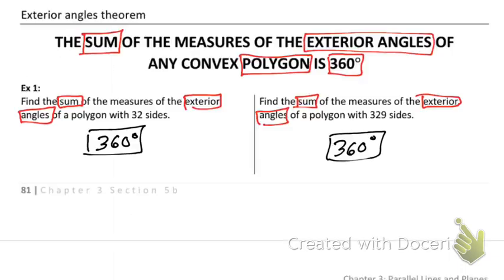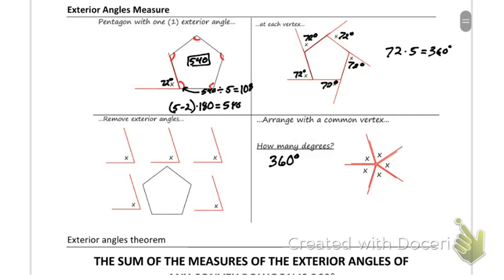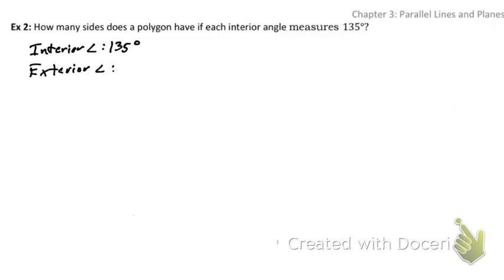And here's my hint to you. This is an interior measure of 108. What did I have to do to get the exterior that was paired with it? Yeah, it would be 45 degrees. And that is because an interior and exterior are going to be linear pairs. All right, our exterior angle is 45 degrees.